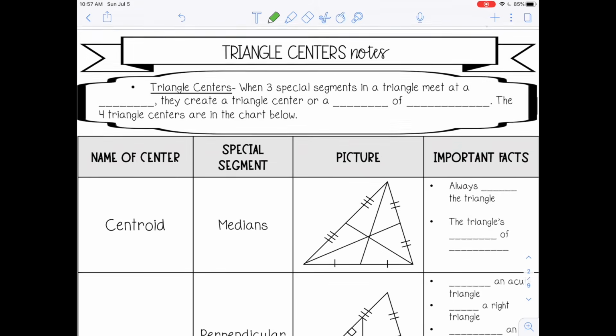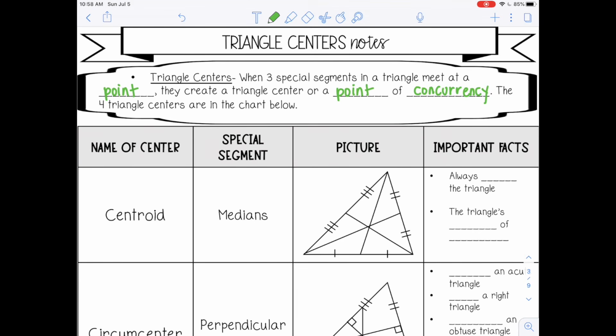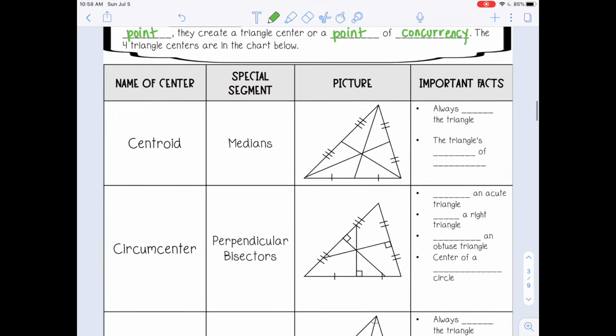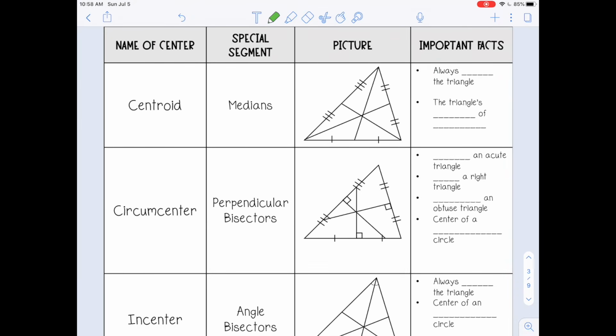All right, now we're going to go on to triangle centers. So I'm going to scroll up here. So triangle centers are when 3 special segments, so the special segments that we just went over, in a triangle meet at a point. They create a triangle center or a point of concurrency. That is another name for triangle centers. So there are 4 different triangle centers that we are going to learn about. The first one is called a centroid, and that is when 3 medians meet at a point.